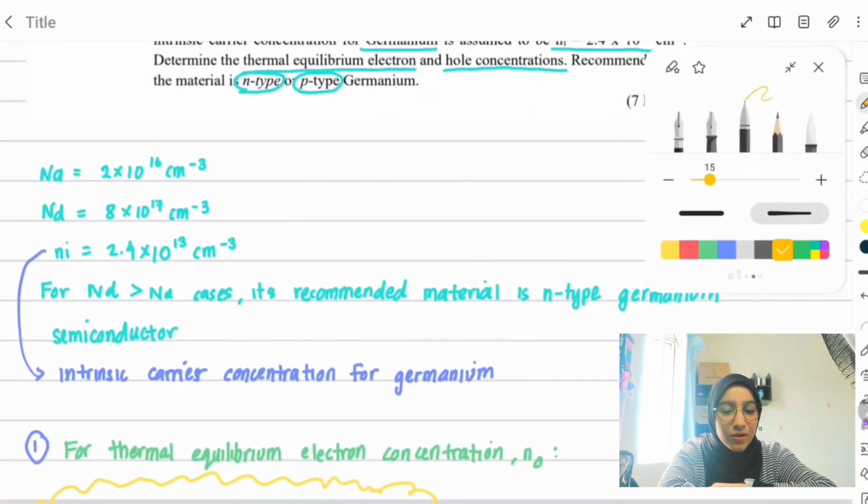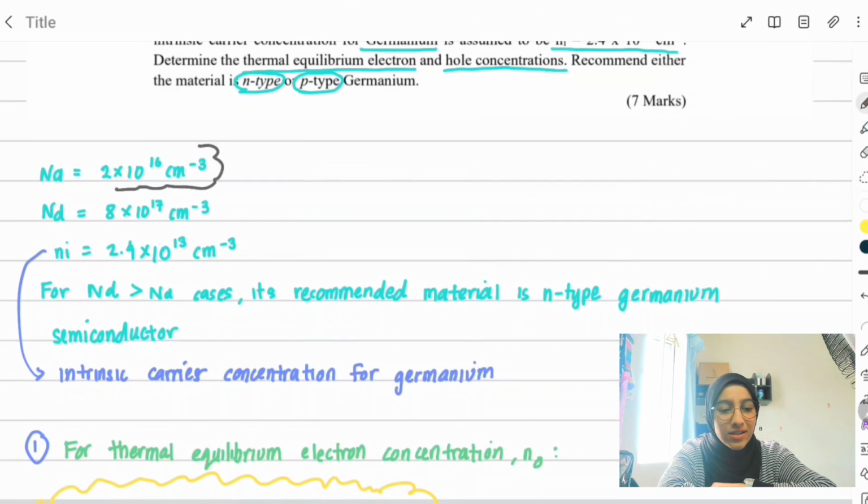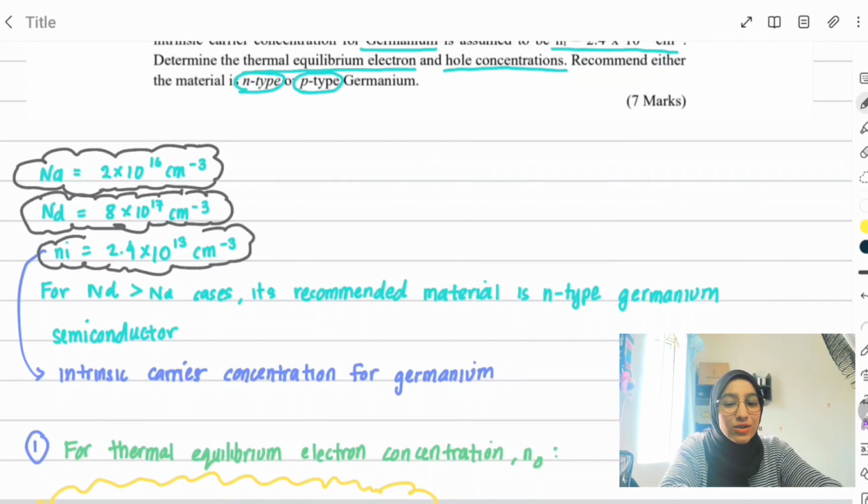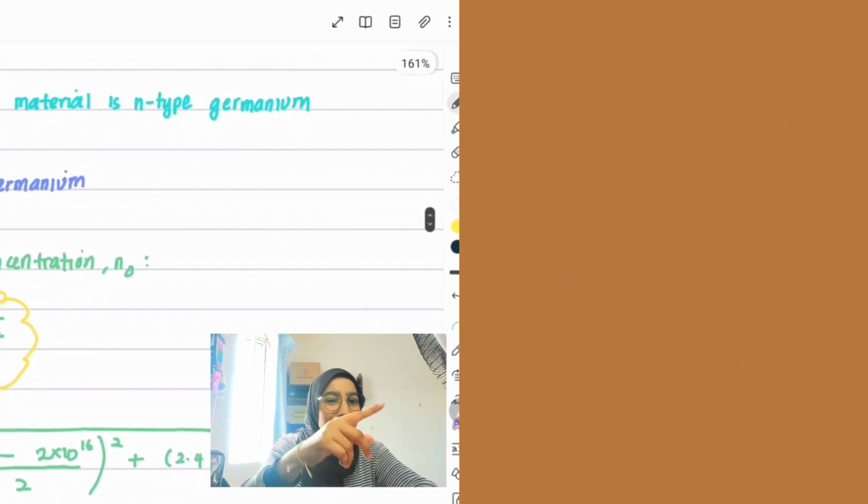So that is the formula for P0, and this is just decorating. Okay, so I think that is all from me. You can skip this part and go to the next part.